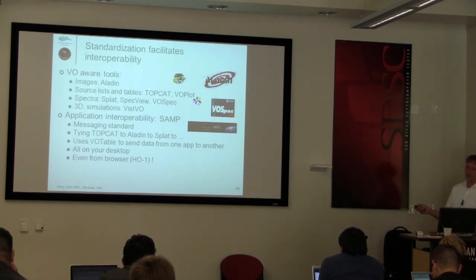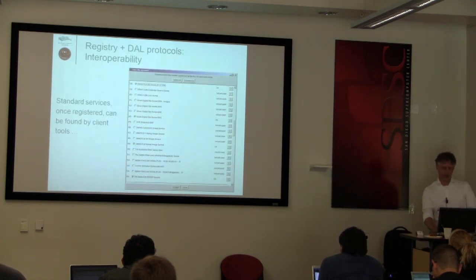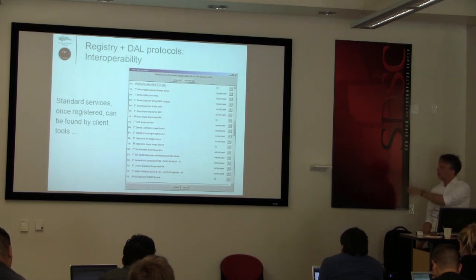For tabular data, TOPCAT is very good. For spectra data, there's a couple of tools as well. There's also some tool for 3D simulations. What some of these tools can actually do is go out to the registry. For example, here is a screenshot from Aladin. If you play with Aladin, which we won't do here, but TOPCAT does the same thing, you can actually go to a registry and ask, give me all the simple image access services. It will give you a whole list of services.